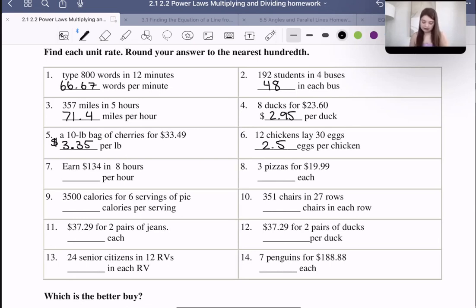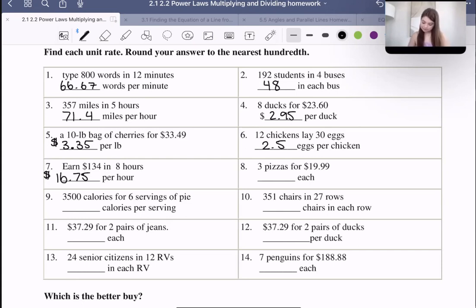All right, let's say we earn $134 for a full day of work for an 8-hour work day. How much did we earn per hour? Well, let's do 134 divided by 8 hours gives us $16.75 per hour. So there we go.